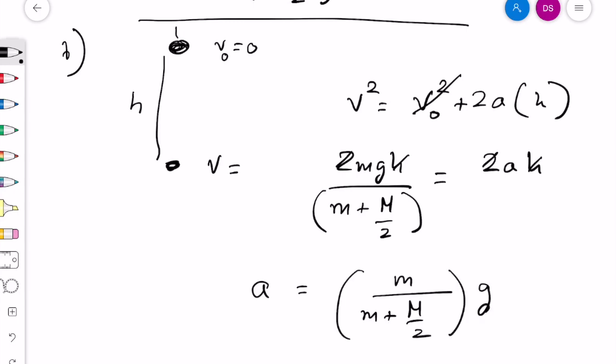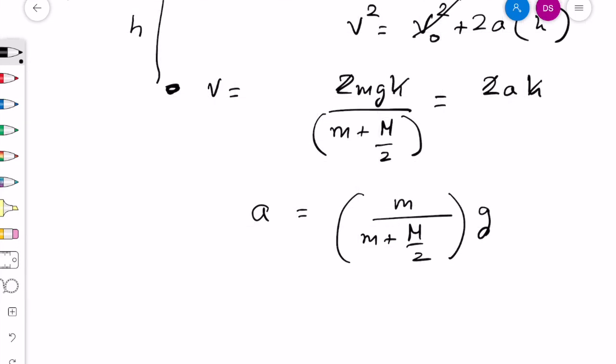So you can see that its acceleration is not going to be g. It's g multiplied by a factor less than 1, because little m divided by little m plus capital M over 2 is less than 1. So it would accelerate downwards, but not quite at 9.8 meters per second squared. It would accelerate slower than that, because the pulley is unwinding as well.